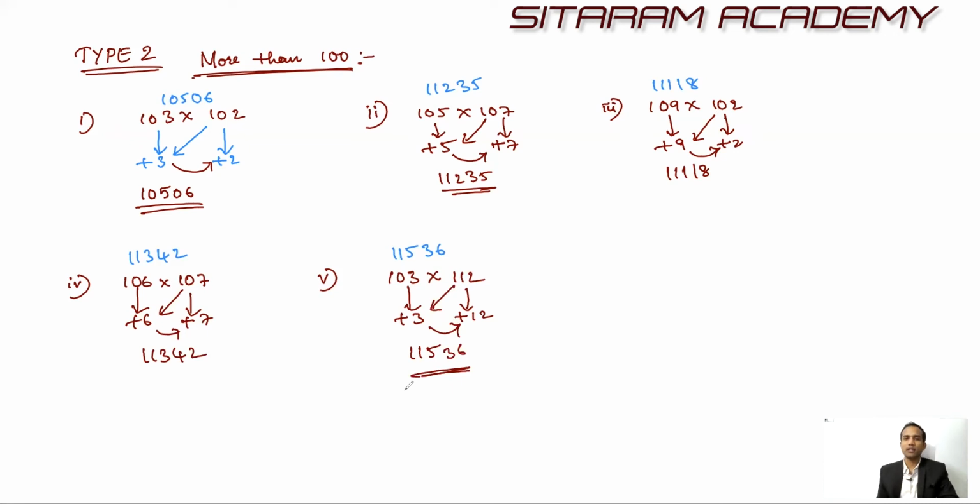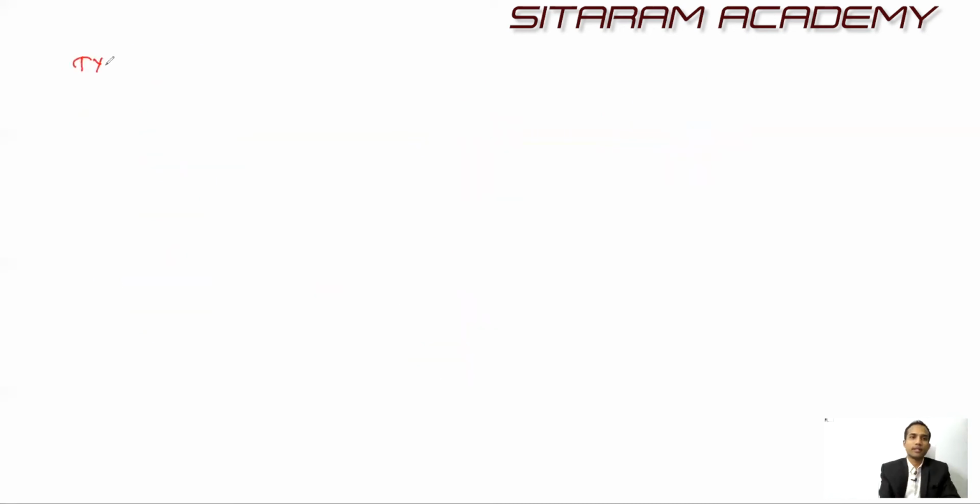Isn't it very easy? It's very, very easy and simple. You can calculate within 2 seconds. Now let us see type 3, how to do. In type 3, one number is less than 100 and one number is more than 100. How to do that? So let us take type 3.